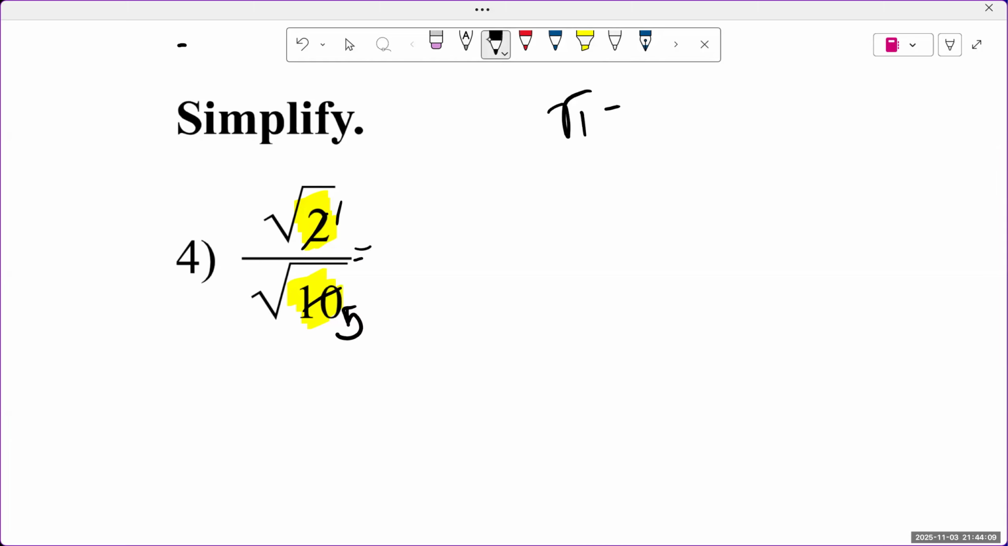Now, what is the square root of 1? The square root of 1 is 1. So this is 1 over square root 5.